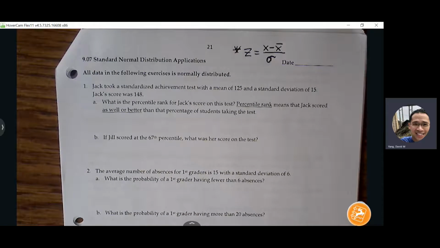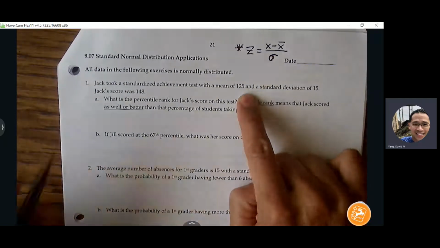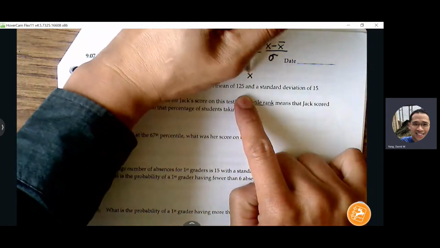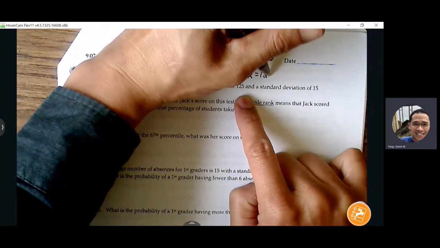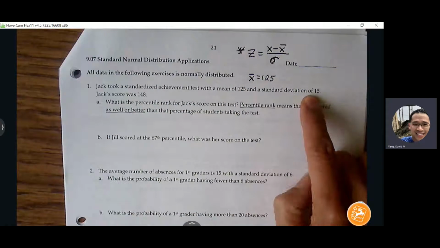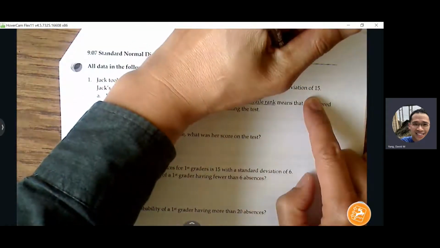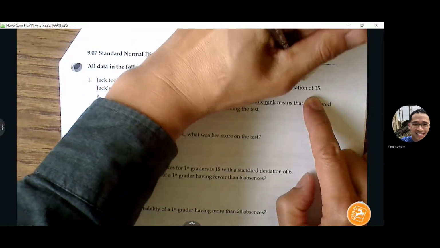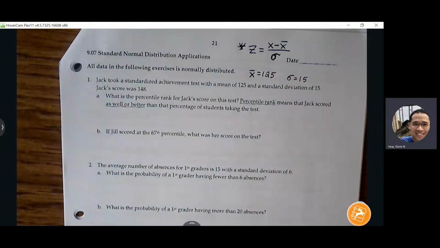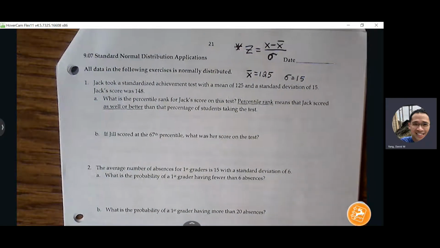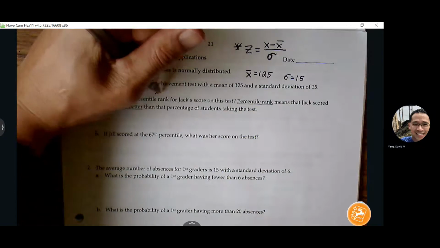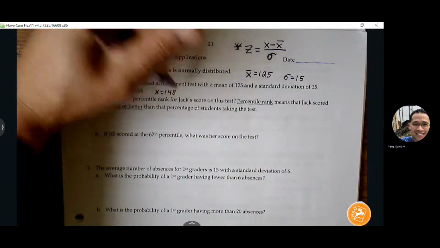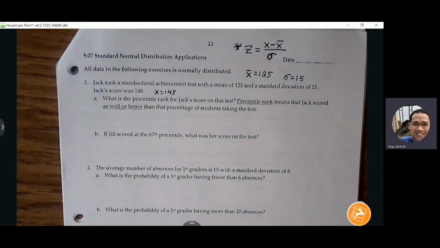So number one, Jack took a standardized achievement test with a mean of 125. So we know X bar is 125. Standard deviation of 15, sigma. And the score was 148. So we know that's our X value. Okay, what's the percentile rank for the score on this test?